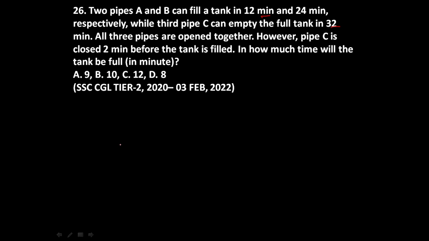So I'll solve it. There are 3 pipes A, B and C. C is emptying, right? The other 2 will be in plus. So it's 12, it's 24 and this one is 32. Right? So what is the LCM? LCM is 96. Clear? So it is 12 8s are, 24 4s are, 32 3s are.